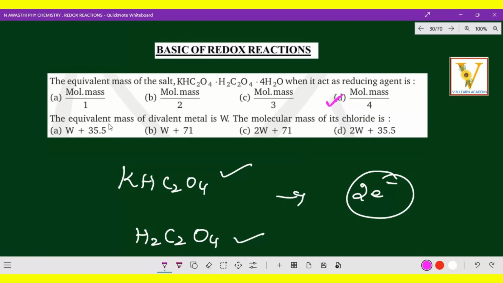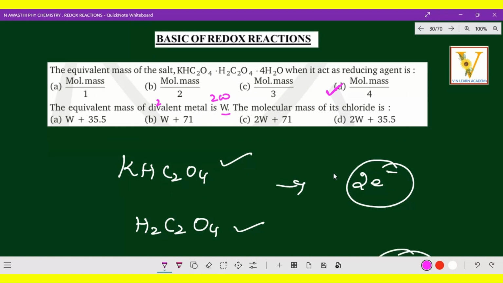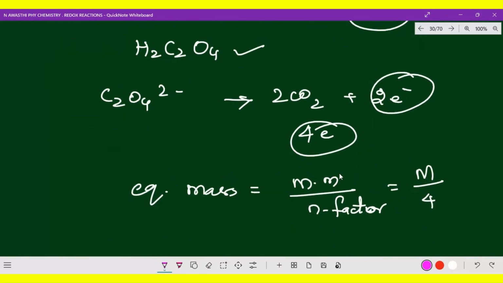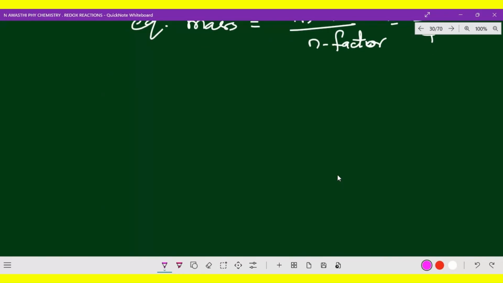Now the next one: equivalent mass of a divalent metal is W. Divalent means it is 2. Directly they have given it in the question, so we can make out that it is 2. So for the divalent metal, W, that is 2W. We can keep it. The molecular mass of its chloride. This is very simple; this is one of the questions asked in the mains as we go through PYQ.